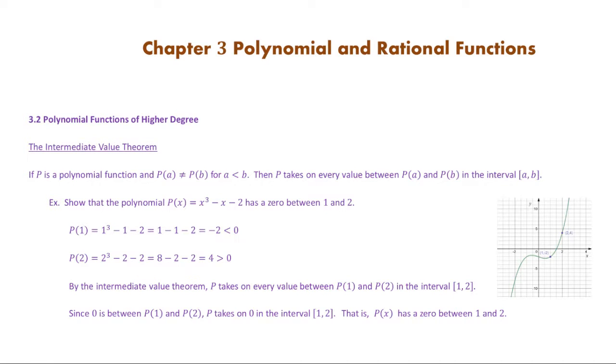Somewhere in the interval from 1 to 2, right? And that's the 0 we're talking about. You can see the graph, that's actually the case. We don't know exactly where it is, but it has to be between 1 and 2, right? So then we conclude that P(x) has a 0 between 1 and 2.